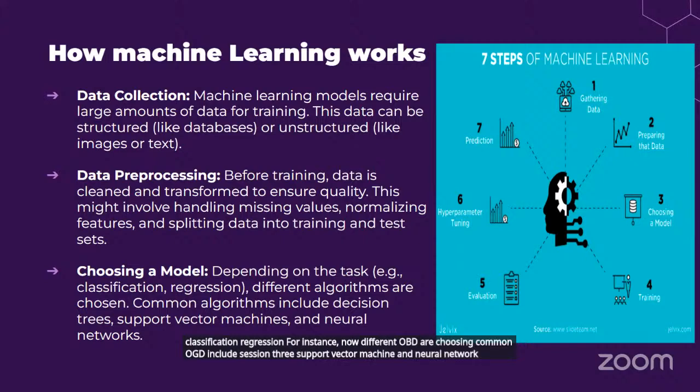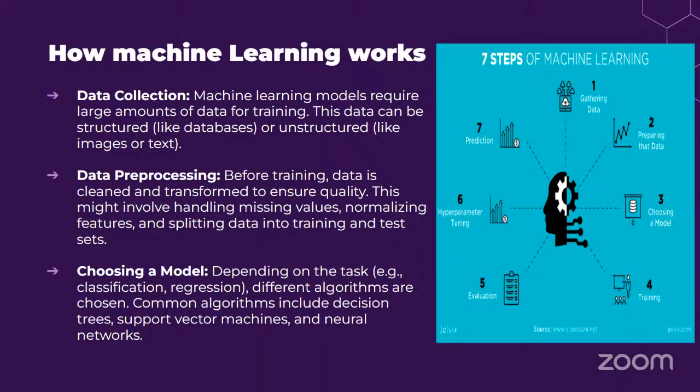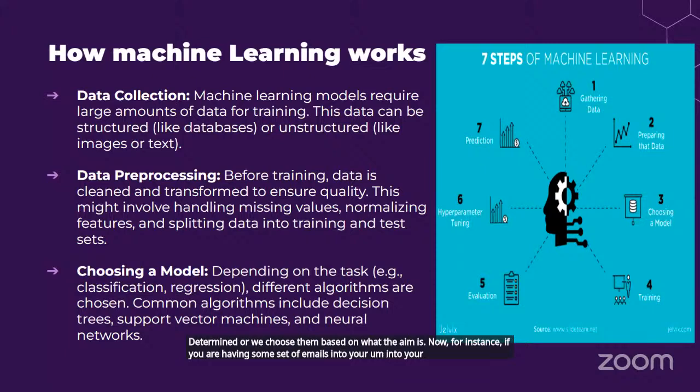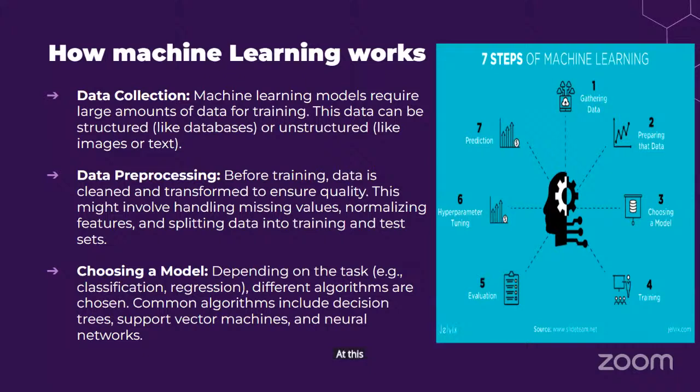Now, all the models we are choosing are determined, or we choose them based on what the aim is. For instance, if you are having a set of emails coming into your phone, into your email address, and some of those emails come in as spam, and the other ones in a normal setting, which is not spam. At this point, these are just two options to choose from.